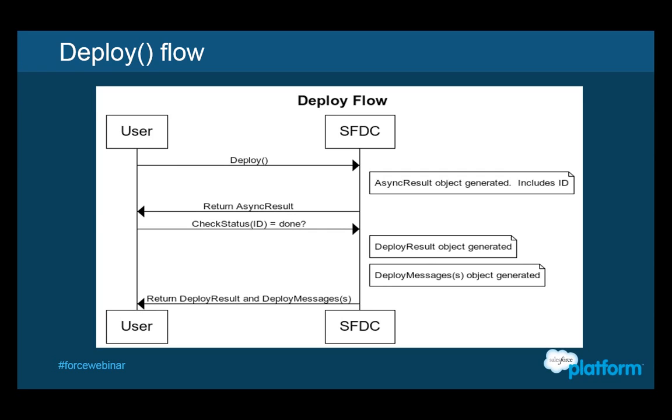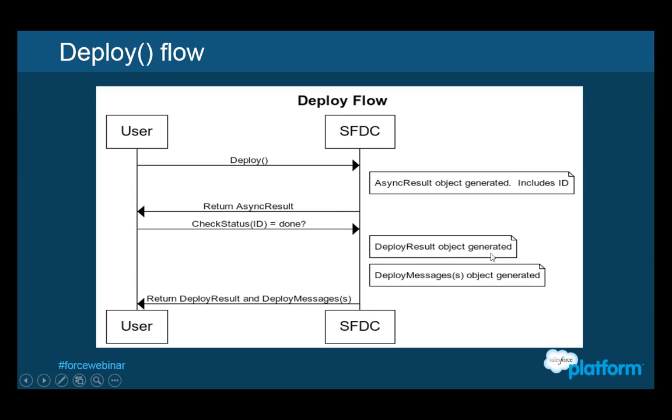Let's talk about the coarse-grained deploy flow here. We'll show a demo of this in a moment, but the flow will start here as a user. You'd call deploy at Salesforce. You've got some files on your file system that you're referring to. After you call deploy, Salesforce generates an async result object. That object also includes an ID. So when that gets returned, we can now start polling for updates. So we'd call check status with an ID.